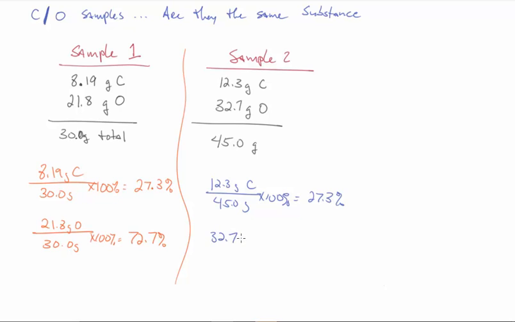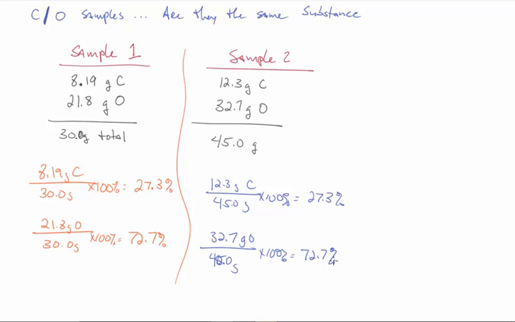I'm going to do oxygen here, even though I don't really need to because there are only 2 elements in there. That's 45.0 grams times 100%, and lo and behold, that's going to be 72.7%. So since both of these have the same percent composition by mass, sample 1 and sample 2 are the same substance.